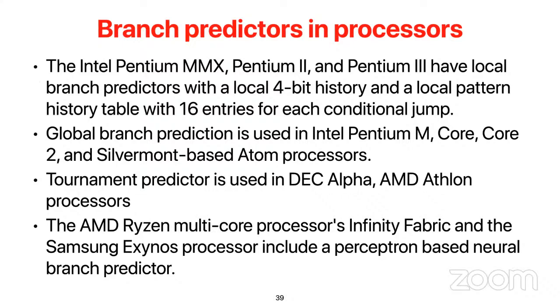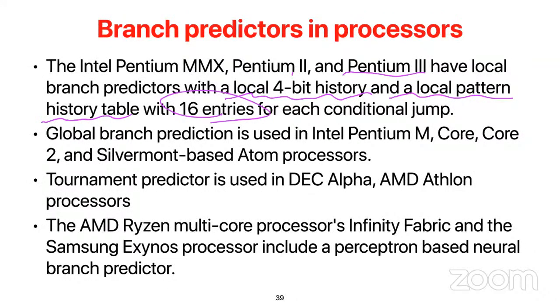And as we mentioned, here are the predictors that have been used. Like Pentium MMX, Pentium 2, Pentium 3. For a lot of you, when those processors were around, you were probably not born yet. I would say these processors are from the late 20th century or early 21st century, and they use a local 4-bit history predictor. They are from about the same time when perceptron predictors were introduced. However, because the hardware technology didn't allow us to do that, at that time the processor only had a local 4-bit history, or a local pattern history table with 16 entries for each conditional jump.